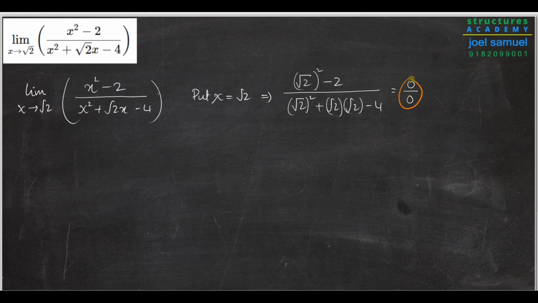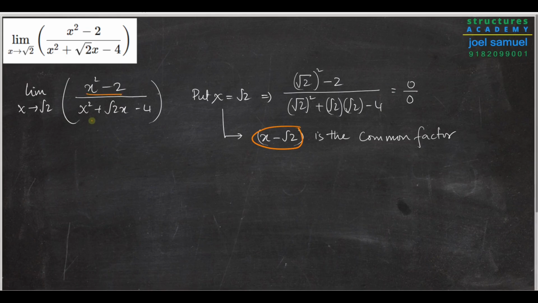So this 0 by 0 form prevents us from evaluating the limit of this function. So what we need to do is try to cancel out the common factor which is leading this entire function to this indeterminate form. So looking at this, we can say that x minus root 2 is the common factor. So let's try to bring this term out from the numerator and the denominator. So if you look at the numerator, clearly we can notice that this is of the form a square minus b square. And if we rewrite it as x minus a into x plus a, one of the factors would be x minus root 2.